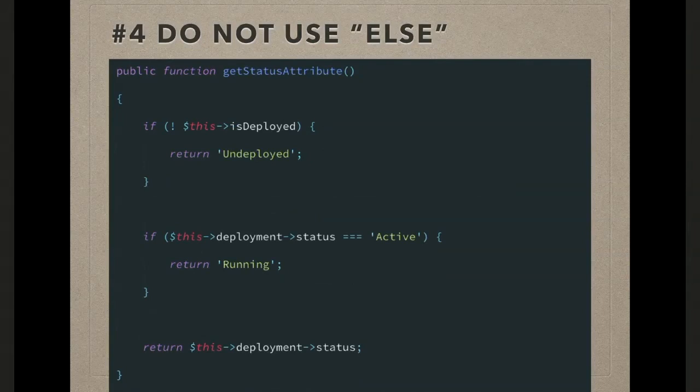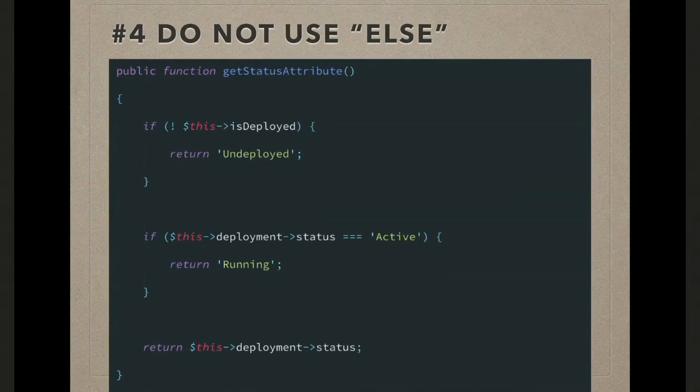Otherwise, basically the rest of the method becomes your else without having to write it. So our else if has now become the second block. If the deployment status is active, then just return running. And then if all else fails, just return our status. So it gets rid of that temporary variable. It's another thing that we don't have to think about.